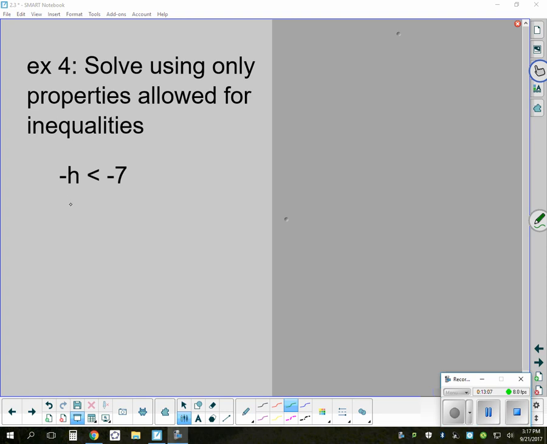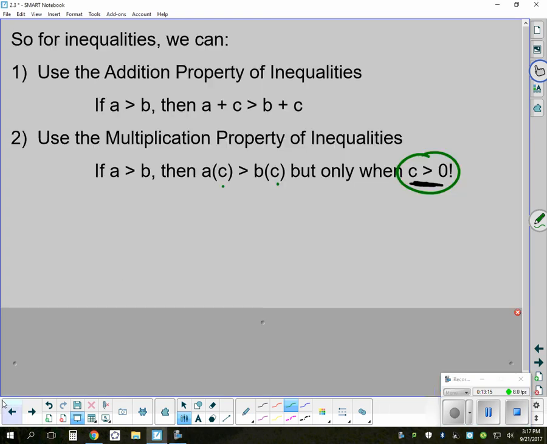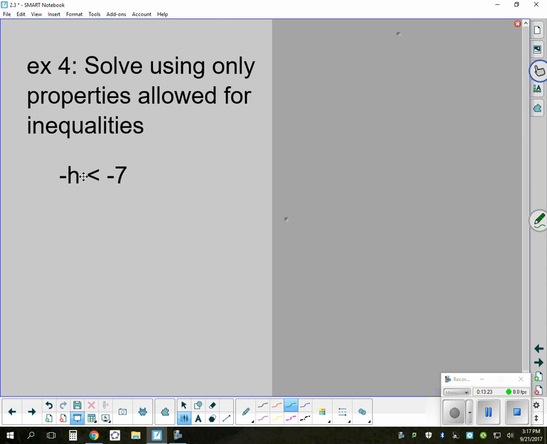So your first thought would probably be you're either going to multiply by a negative or divide by a negative to get rid of that negative sign on the h. But from back here, remember, you're not allowed to multiply or divide when c is negative, when the number you're choosing to multiply or divide by is negative. So instead, how else could we get h positive?